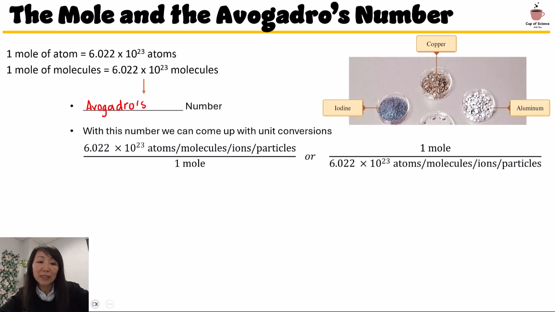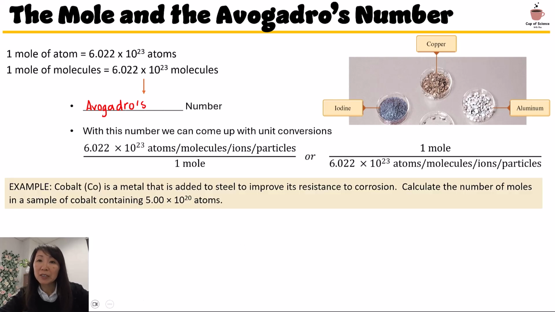With this, we can do an example problem such as this. Cobalt is a metal that is added to steel to improve its resistance to corrosion. Calculate the number of moles in a sample of cobalt containing 5.00 times 10 to the 20 atoms. What is given here is the 5.00 times 10 to the 20. What I want to find is the number of moles.